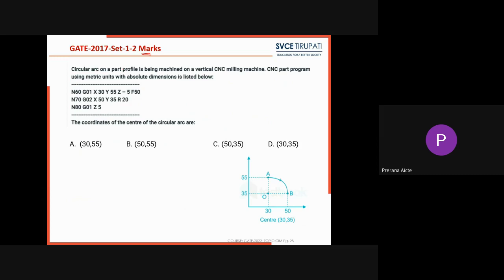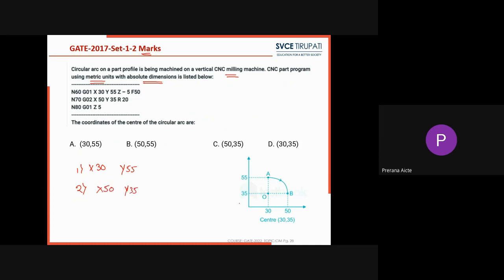A circular arc on a part profile is being machined on a vertical CNC milling machine. CNC part programming using metric units with absolute dimensions is listed below. So the coordinate of center of a circular arc. Here, two coordinates are given. First one is x 30, y 55. Then for the second point it is x 50, y 35.